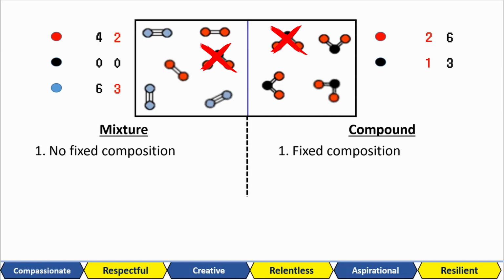The reason why compounds have fixed composition is because this still can be simplified to a 2:1 ratio, 2 red and 1 black if we divide by 3. But no matter what we do on the mixture side, it will always change the composition.